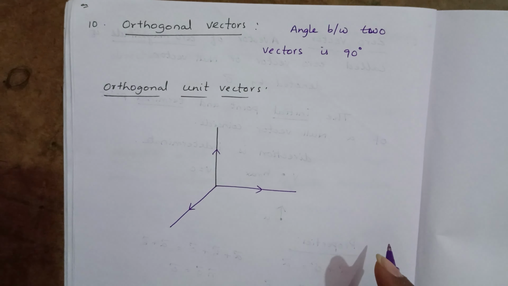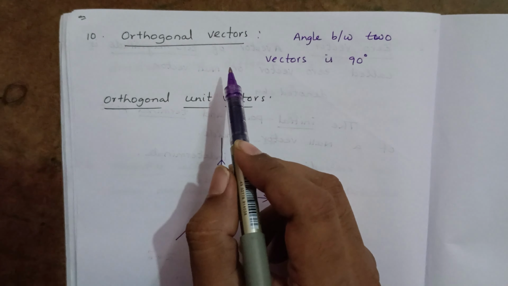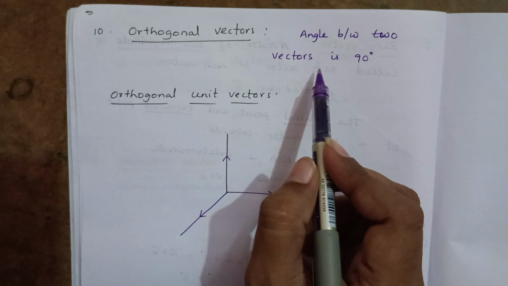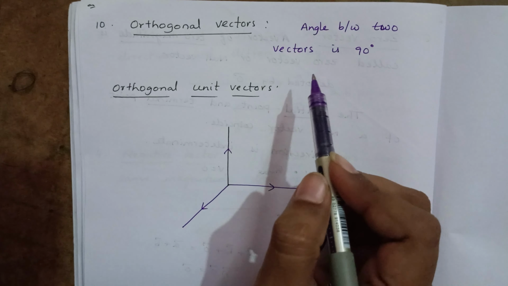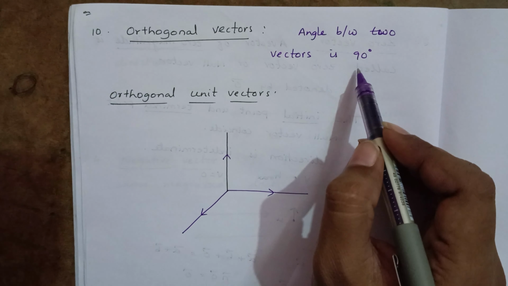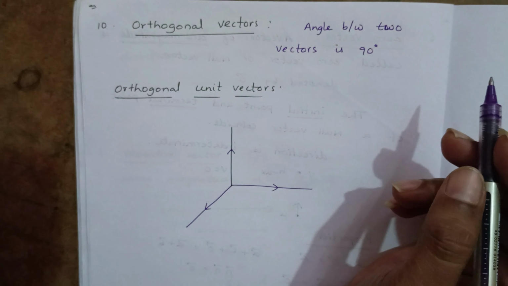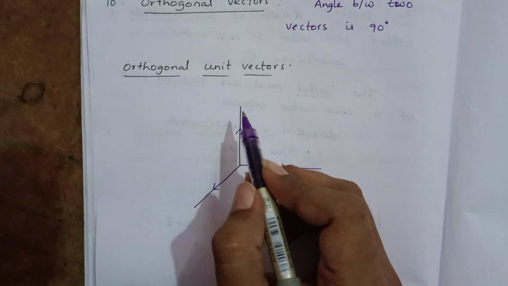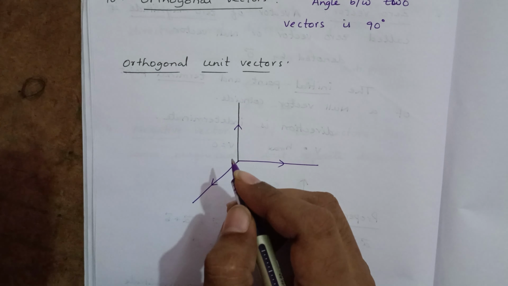Next one is orthogonal vectors. Orthogonal vectors means the angle between two vectors is 90 degrees. If the angle between any two vectors is 90 degrees, then those vectors are known as orthogonal vectors. Orthogonal unit vectors. Now, we know about the Cartesian coordinate system.